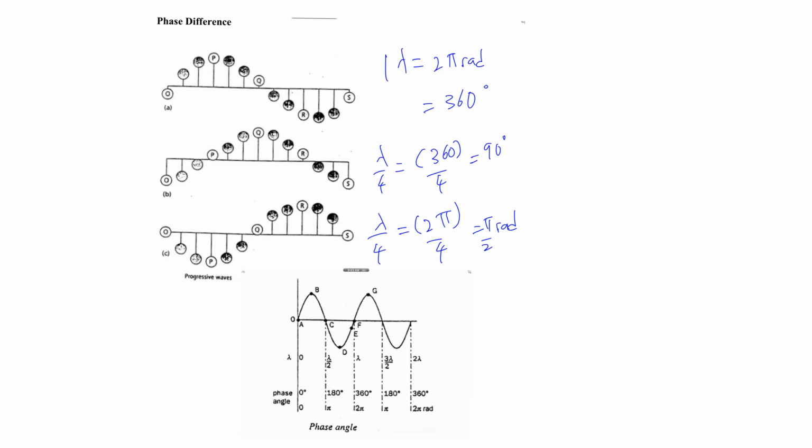So that's how you calculate the phase difference between two particles on the same wave. It means you have to find the wavelength fraction first. How far apart are they? All right, and then only convert.